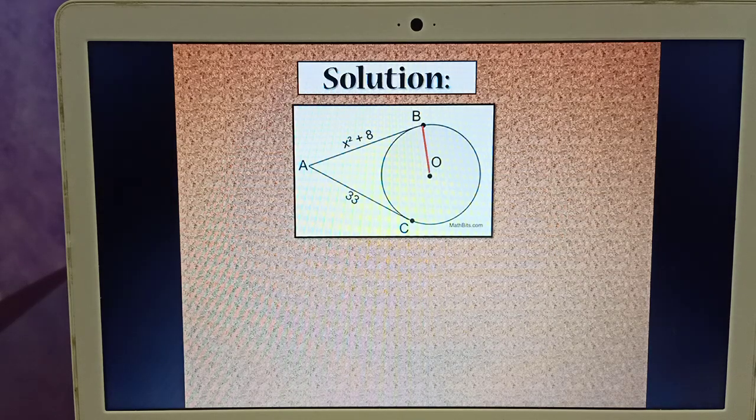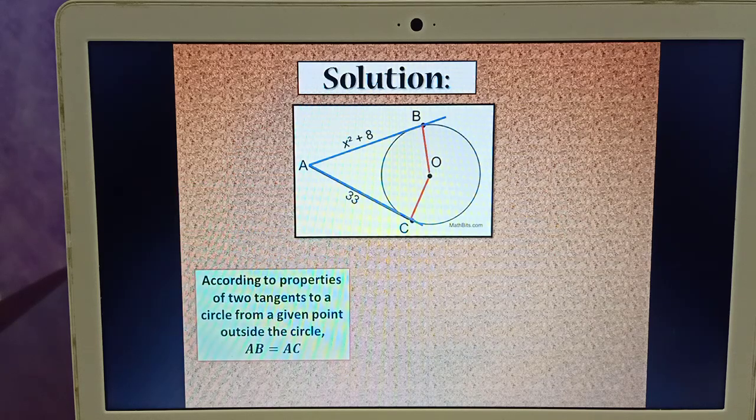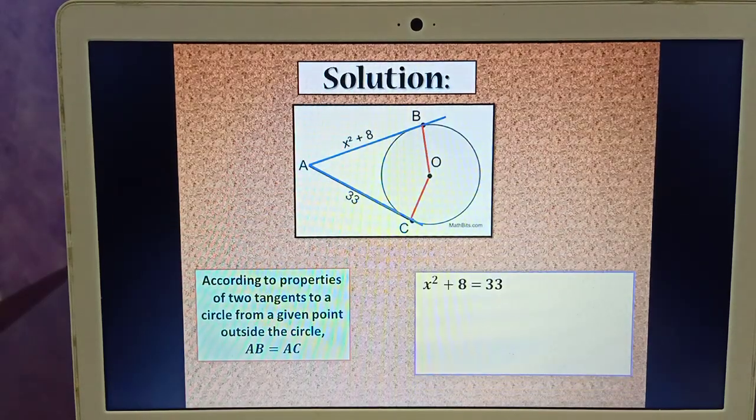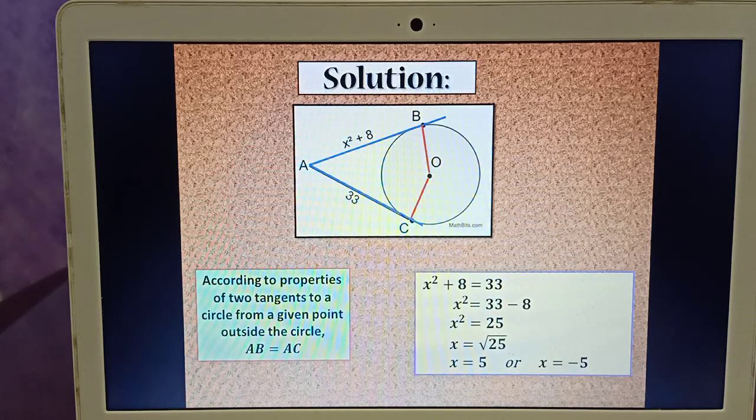So this is radius and then tangent, radius, tangent. According to the property of two tangents to a circle from a given point outside the circle, we can conclude that AB is equal to AC. So you make one equation from this property. x squared plus 8 is equal to 33. Then you move the 8 to the right hand side, so you get x squared equals 25. To get x, you need to square root 25, so the answer could be positive 5 or negative 5.